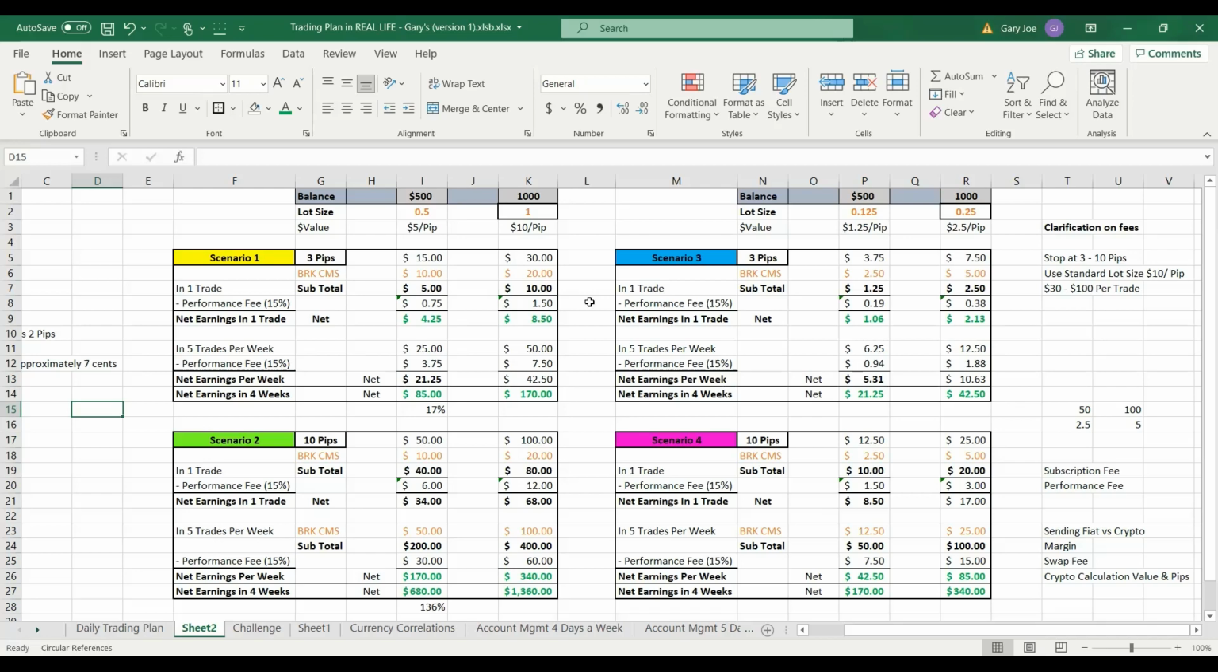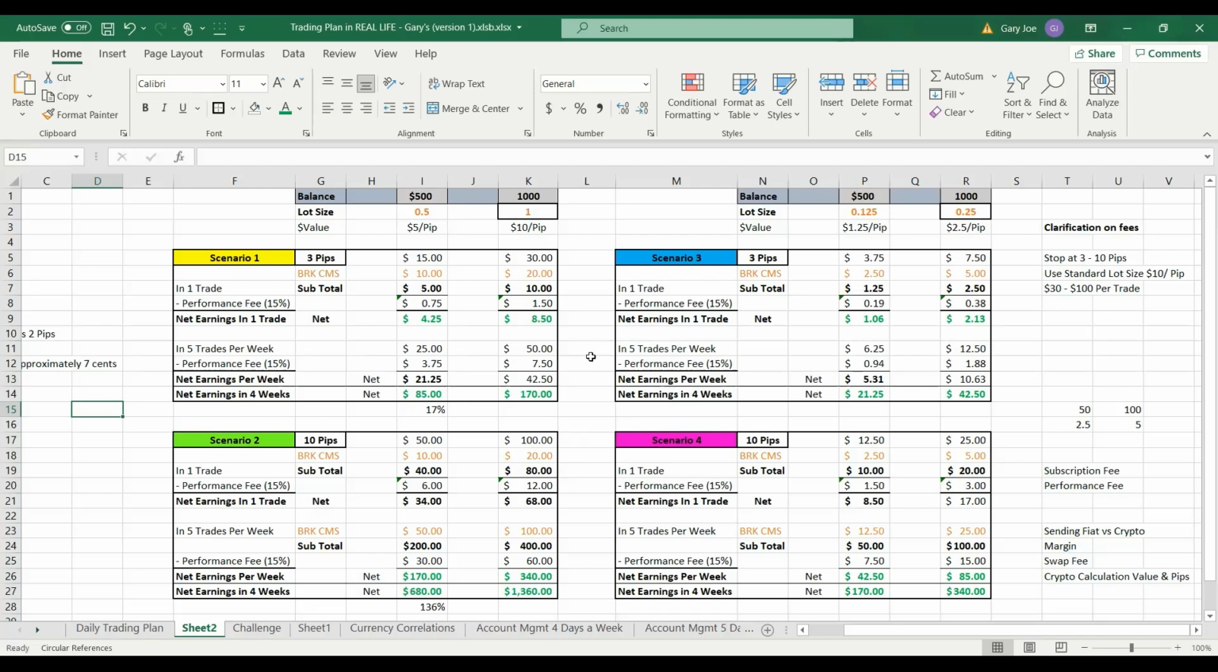Are you planning on doing 5 trades per week, every week, roughly? Yes. Okay. Yeah, this is the plan. This is the vision, the gauge, the go-to.